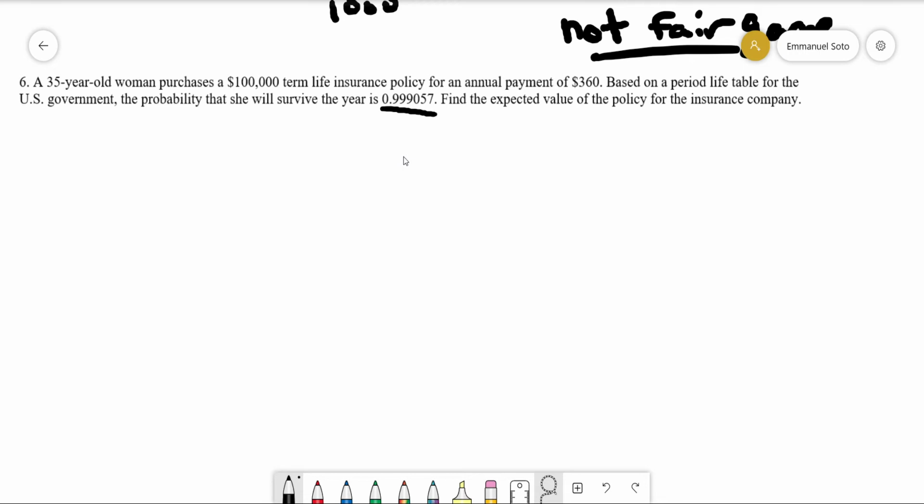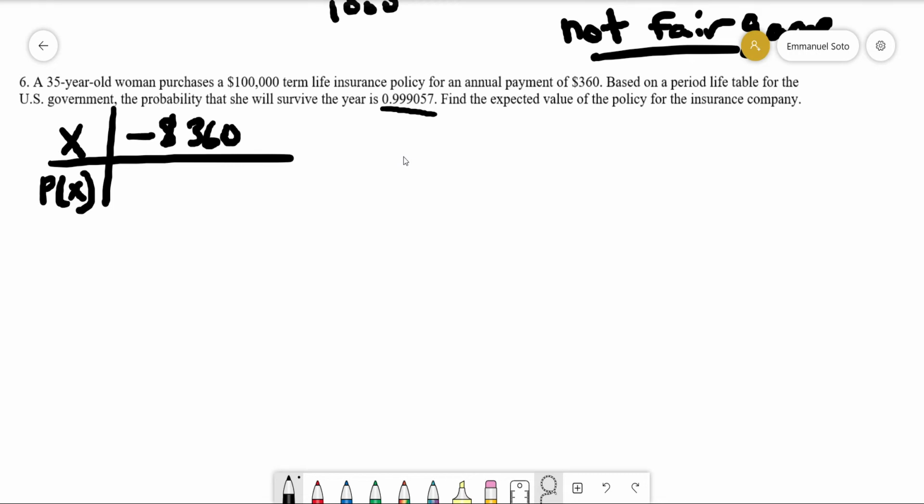Alright, so we got a probability distribution. There are basically 2 options here. She lives and she has to make the payment, right? So she has to make an annual payment of $360. So she is short $360, but she gets to live. Alright, so that's a good thing. So we got, that is the chances that she will survive. The other option is, well, her family gets the money, but she doesn't live, right?